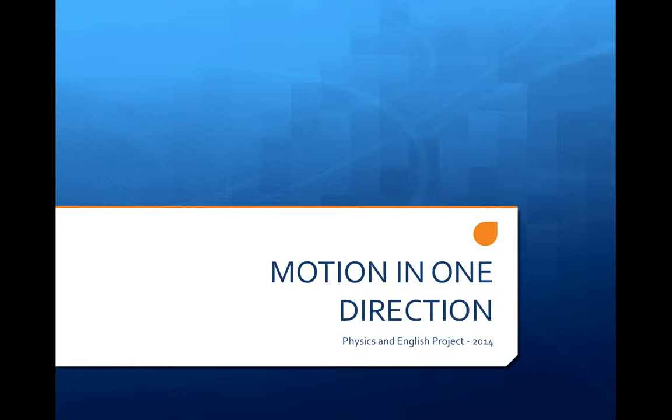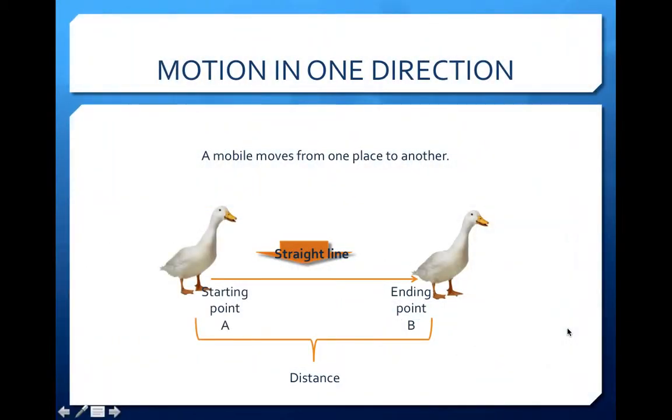In this occasion, we are going to work a little bit on motion in one direction, and also I am going to give you a guide to write the lab report. So let's go. The motion in one direction occurs when a mobile, in this case this dog, moves from one point to the other, forming a straight line.